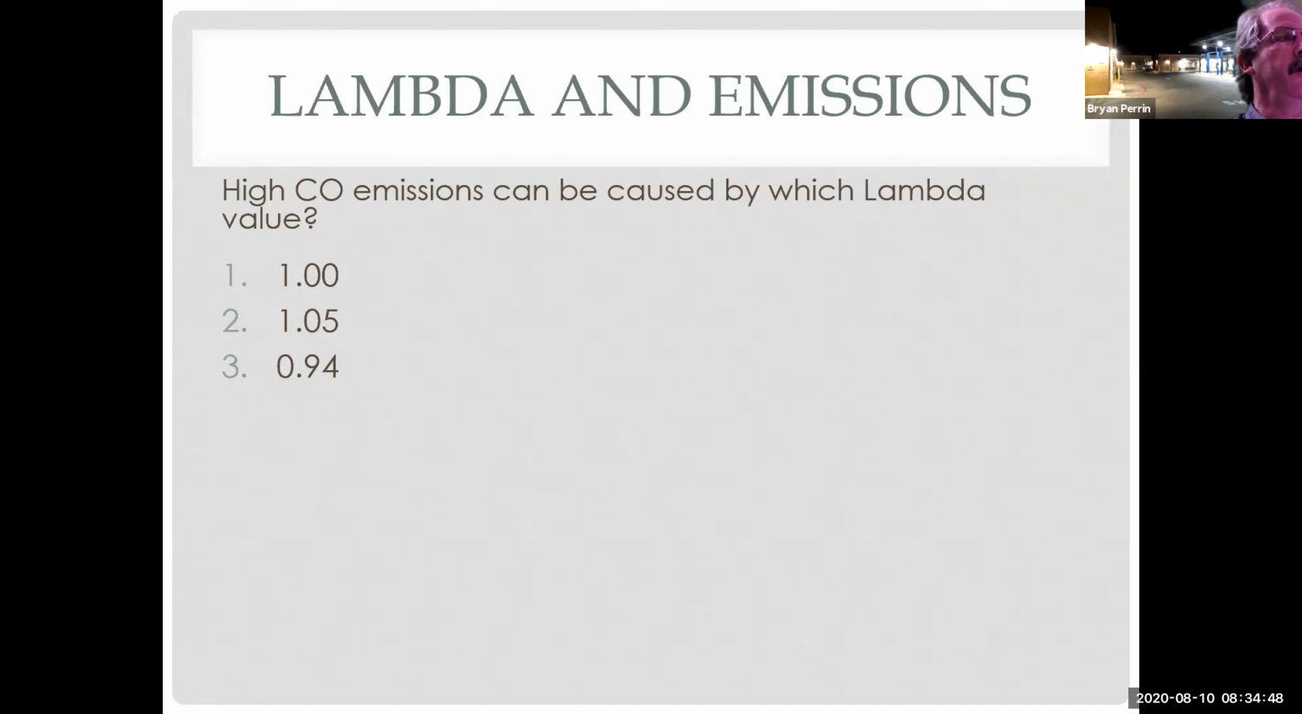So high CO emissions can be caused by which lambda value? 1.05? 0.94? It has to be 0.94 because CO is a lack of oxygen. If I have a lack of oxygen, my ratio of oxygen available to oxygen required has to be less than 1. Therefore, the only possible answer would be number 3. And you're absolutely right, Jose.